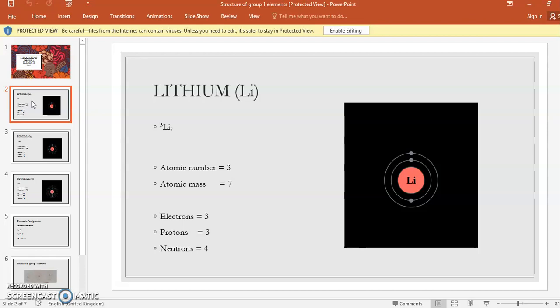Now about the number of neutrons. How will you find out the number of neutrons? Simply 7 minus 3, it will be 4. So the number of neutrons will be 4 in lithium.